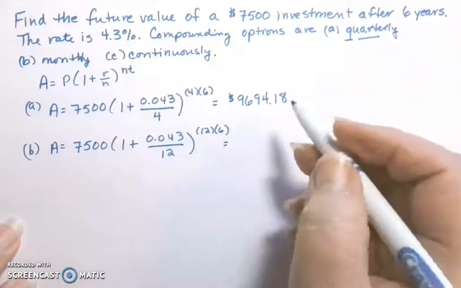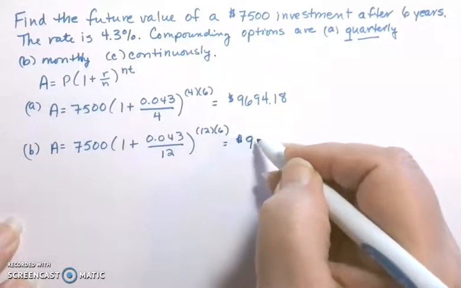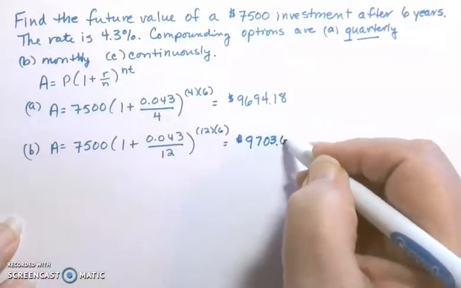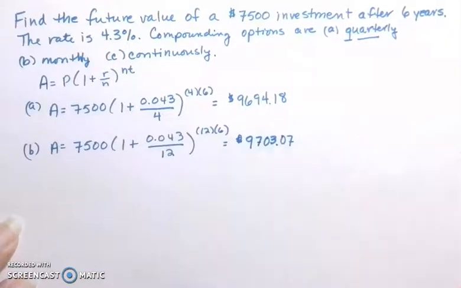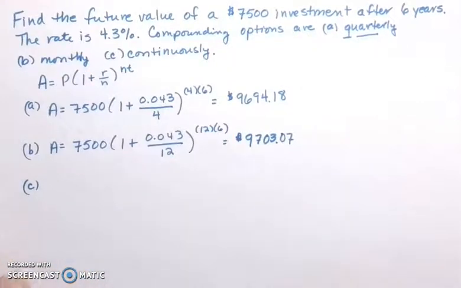When I put that into my graphing calculator, the same way that I did before, I get $9,703.07. The final one says, what if it's compounded continuously? Now, we can use the first formula and do 365 days a year, but that's not exactly the same as compounding continuously, which essentially would be 24/7. And we have a different formula for that.